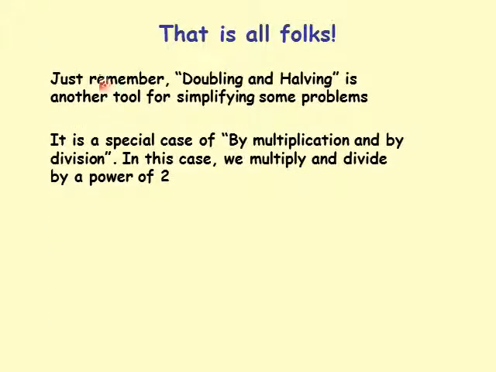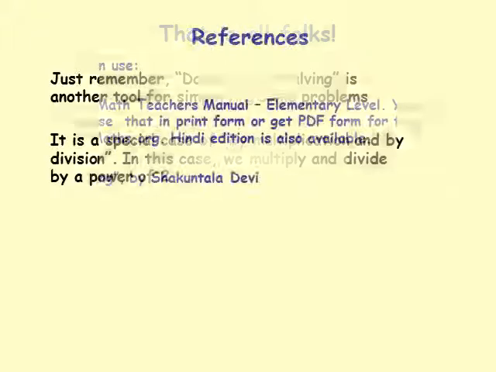That's all, folks. Just remember, doubling and halving is another tool for simplifying problems. It's a special case of by multiplication and by division. In this case, we multiply and divide by a power of 2. So the factor used in multiplication and division this time is not any number like 3, it's a power of 2.